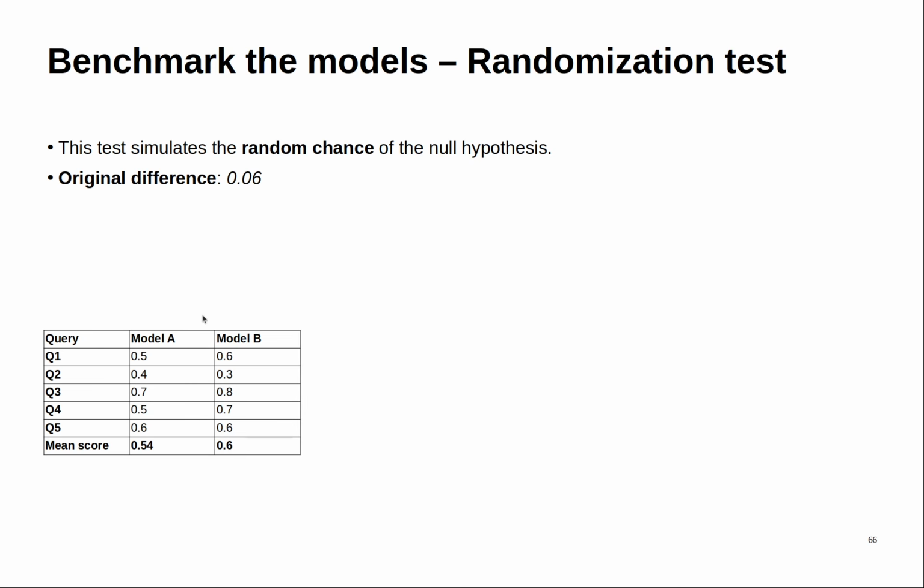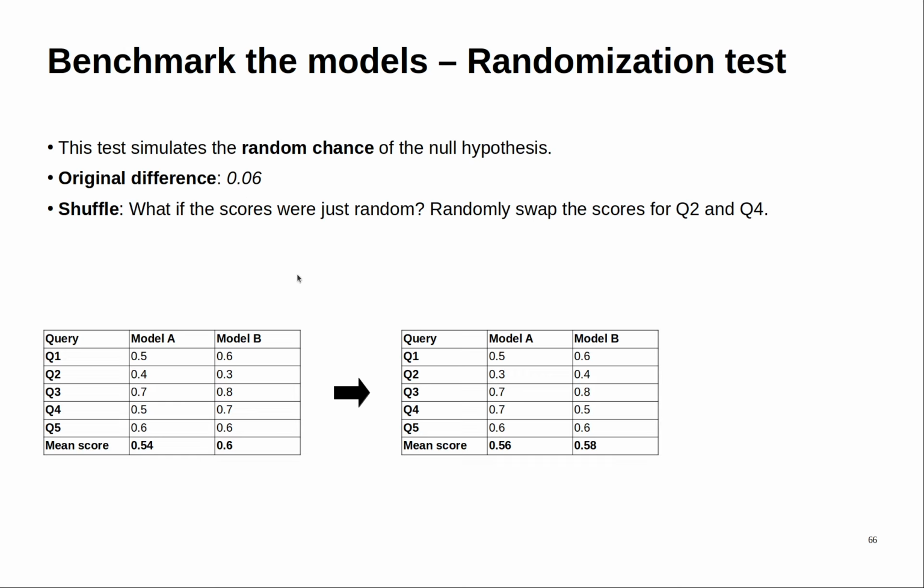So initially we have a difference equal to 0.06. Now what we are going to do, we are going to shuffle the scores. So here, let's look at Q2 and Q4. Here initially model A scored 0.4 and model B scored 0.3. We are going to shuffle those. We are going to flip them. So model B will get the score from model A, and model A will get the score from model B. And we will do that for Q4. And then we will get another difference. And in this case, it's equal to 0.02. So this is the new difference.